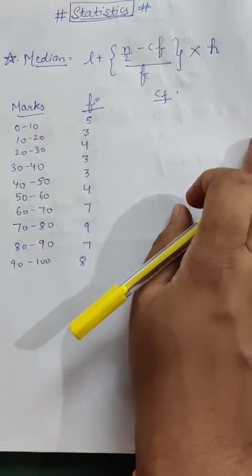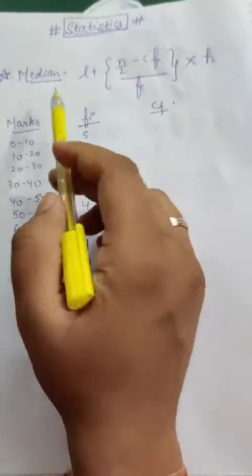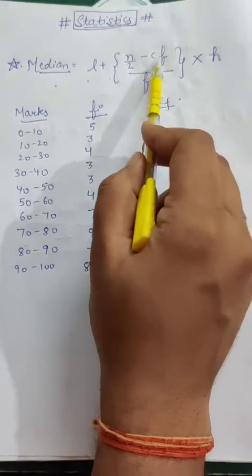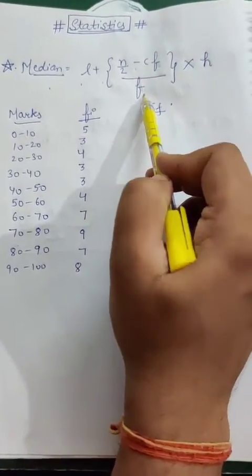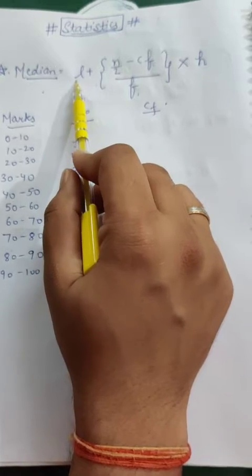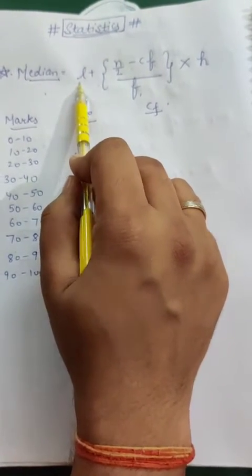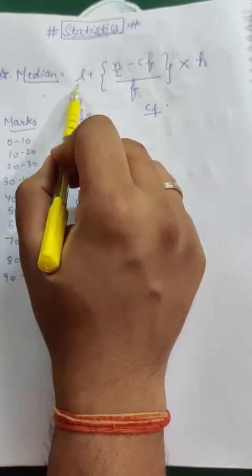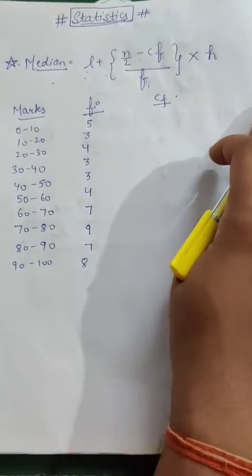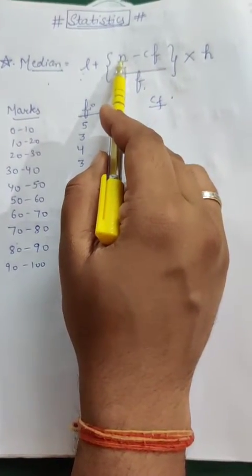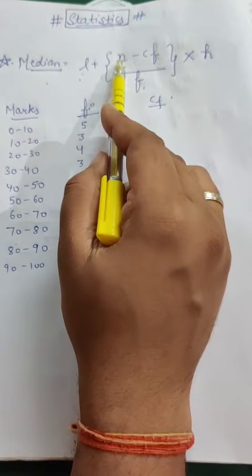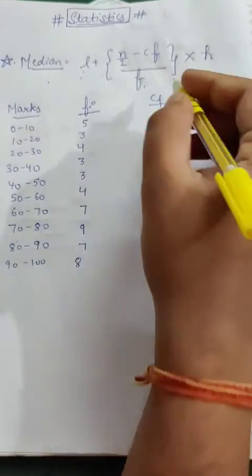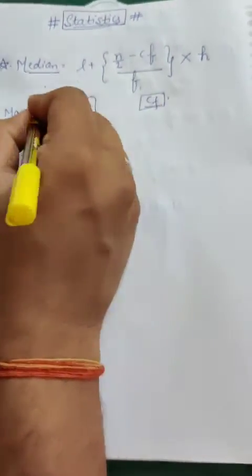Here the formula is written, how to find the median of grouped data: median is equal to L plus (n by 2 minus Cf) divided by f, multiplied by h. Here Cf is the new term. L is a term that is used in the mode as well; here L is the lower limit of the median class. n basically means the total number of observations, or the sum of the frequencies. Cf is the new term that represents cumulative frequency.